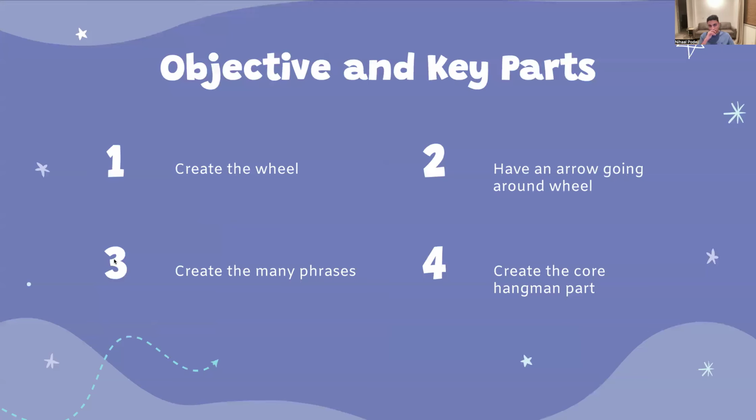The objectives and the key parts. Step 1 is to create the wheel. Step 2 is to have an arrow going around the wheel. Step 3 is to create many phrases. And step 4 is to create the core hangman part.